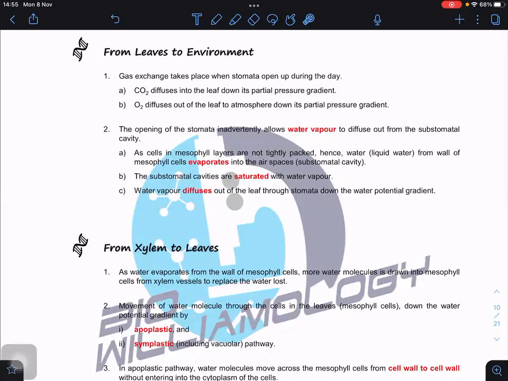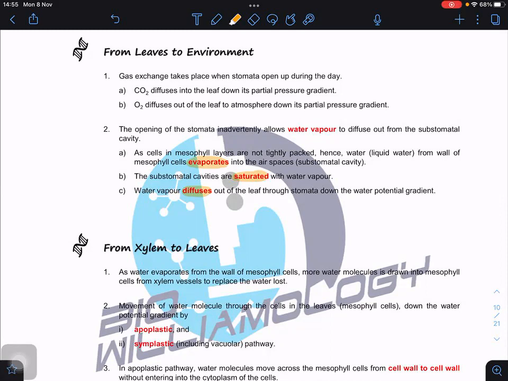So we do know that from the leaf to the environment, this is very, very important due to photosynthesis. Then we have the opening of the stomata, which allows the water vapor to diffuse out from the substomatal cavity. Why do we have water vapor in the substomatal cavity? It is because of evaporation. So due to evaporation, the substomatal cavity is saturated with water vapor, and this water vapor now diffuses out from the leaf to the atmosphere, again down the water potential gradient.